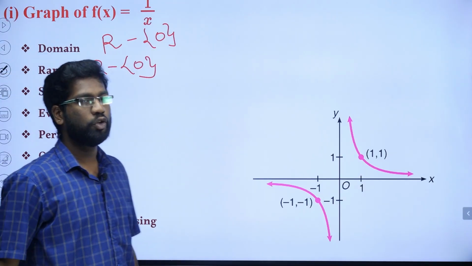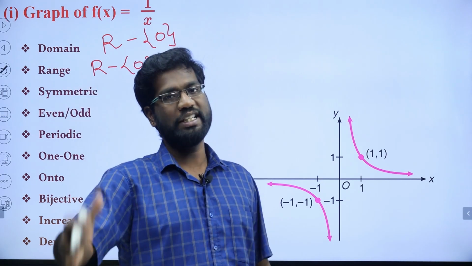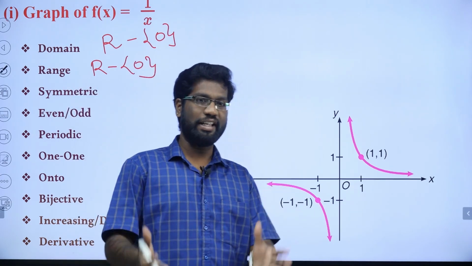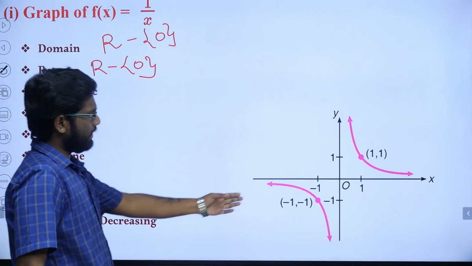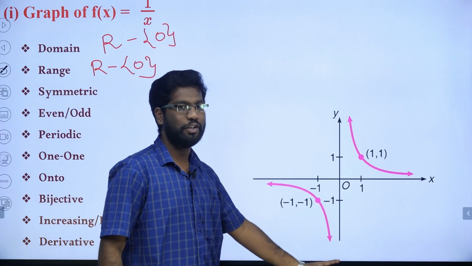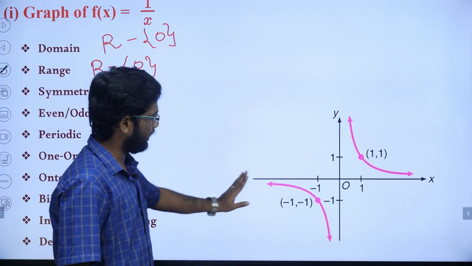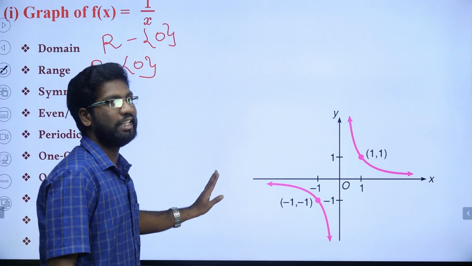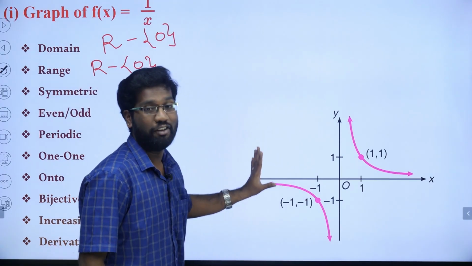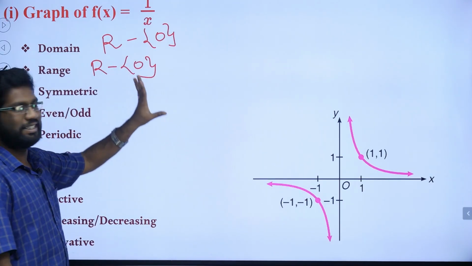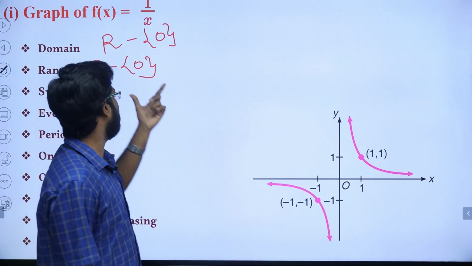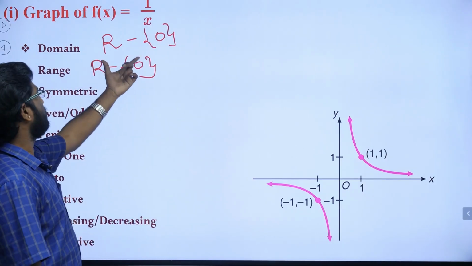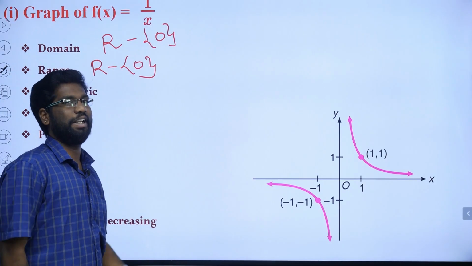So for range also no problem, my dear students. The same domain is what I'm getting as the range. As you can see here, except 0, it is taking all the values. The graph is covering all the values in the full graph. So my range is everything except 0. So my range is R minus 0 and the domain is also R minus 0, my dear students.